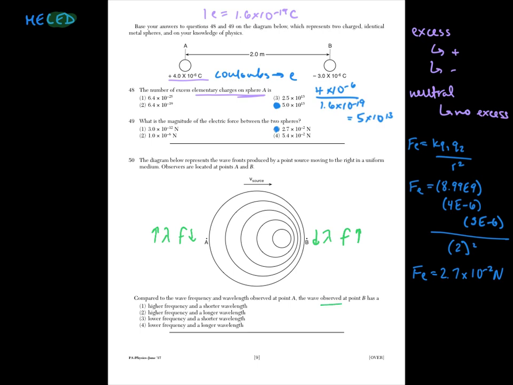The wave observed at point B, so we're describing point B. It's higher frequency and shorter wavelength, and that's the Doppler effect, as you can see from the diagram as well. And that's it. Now we're going to finally move on to the free response in part B2 and part C.